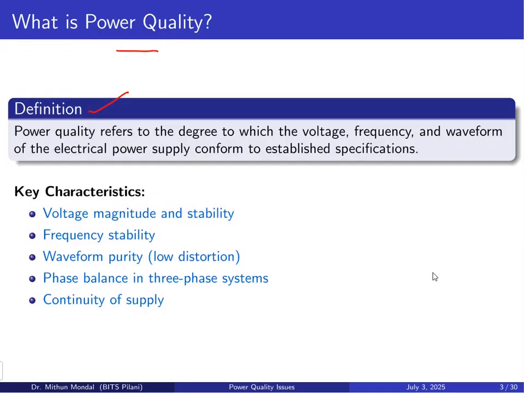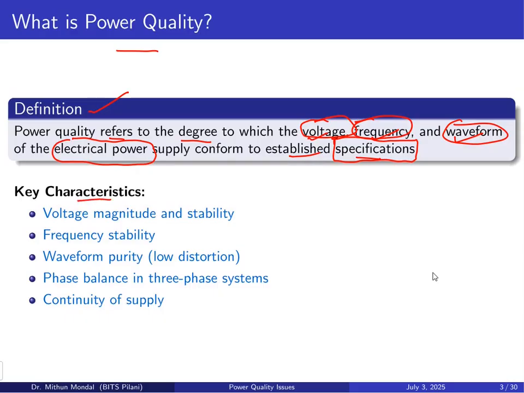So the power quality is basically referred to the degree to which the voltage, frequency, and the waveform of electrical power supply conform to established specifications. So there are certain specifications that need to be obeyed by the electrical power in terms of its voltage, its frequency, and the shape of the waveform. If those factors are not obeyed properly, then the power quality issues will come.